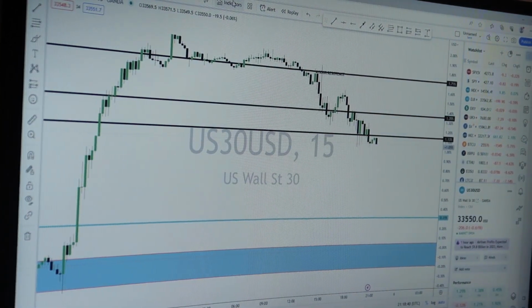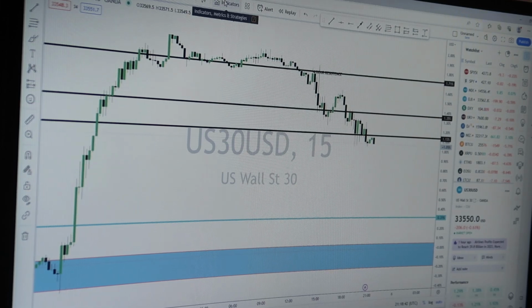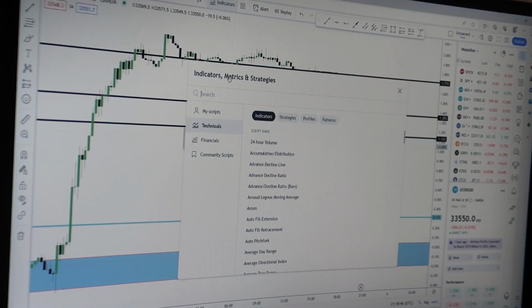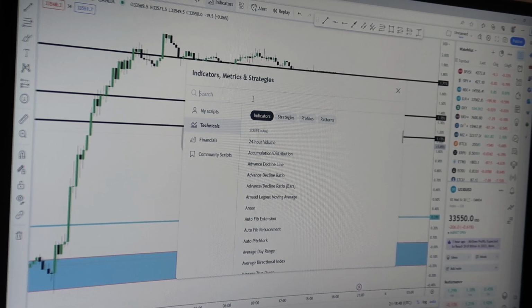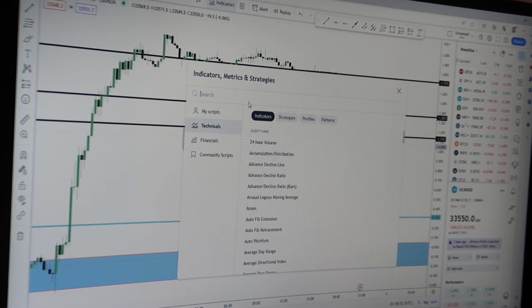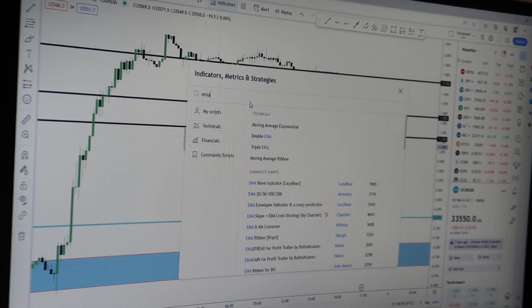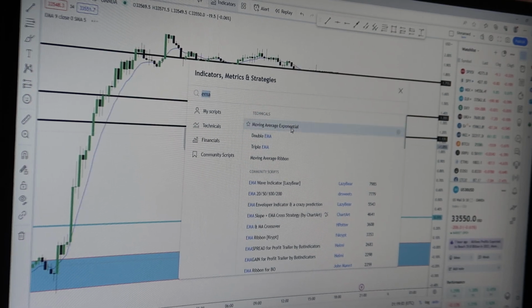So there's going to be an indicators tab here next to your candles. You're going to want to click on that. It's going to pop up this search bar for indicators, metrics, and strategies. The first one I'm going to show you guys is the exponential moving average. So type in EMA, and it's going to be the first technical one to pop up, Moving Average Exponential. Go ahead and click on that.